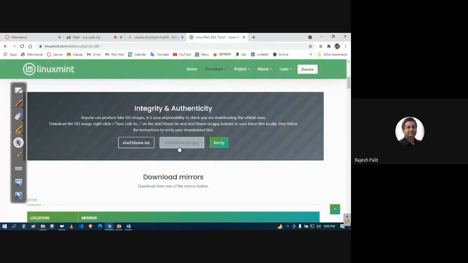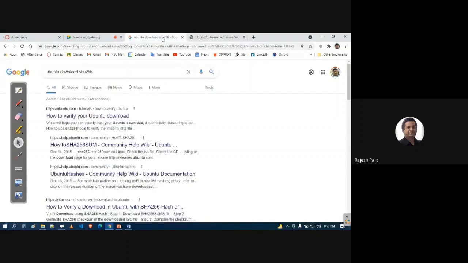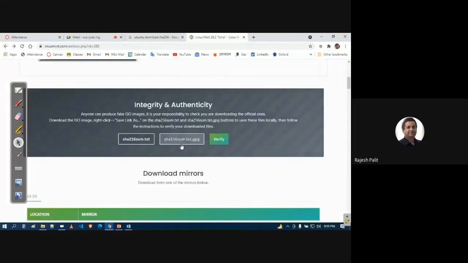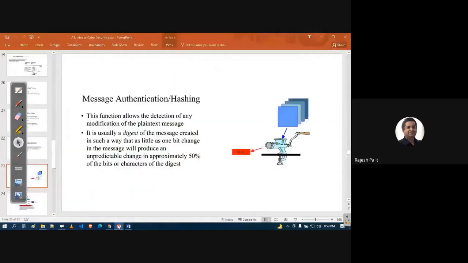You see the SHA-256 sum.txt and SHA-256 are these. Yes, sir. So you download this file, and by running an application, they have mentioned those applications here, you produce the same code digest. If the digests are the same, then you can be sure that the file is intact, not even one bit has been changed.